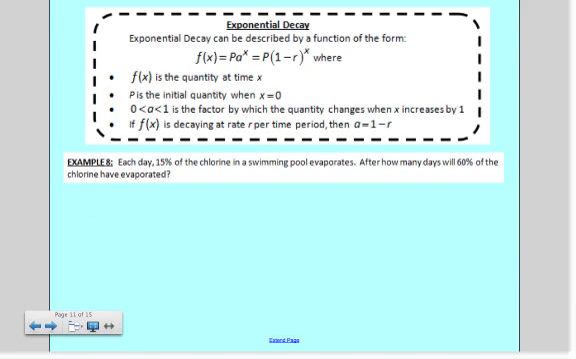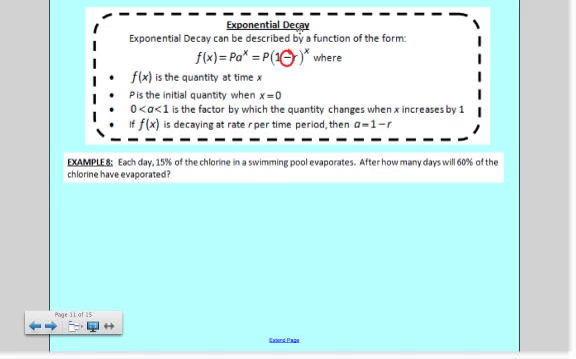Exponential decay. Each day, 15% of the chlorine evaporates in a swimming pool. Well, look at the formula up there. Notice that with exponential growth, it was a 1 plus R, and with decay, it's 1 minus R. Again, another important detail when you're thinking about problems and being asked to find a growth rate.